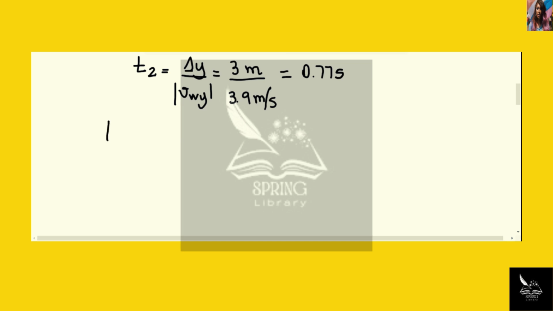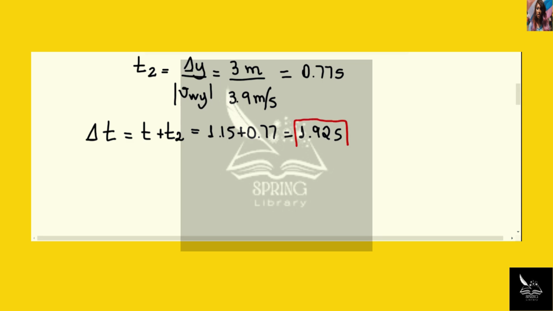So the total time, I'm going to call it delta t, is equal to t plus t2, and this is 1.15 plus 0.77, and this is 1.92 seconds. This is the total time between the rock is released from the boy's hand until it reaches the bottom of the pool.